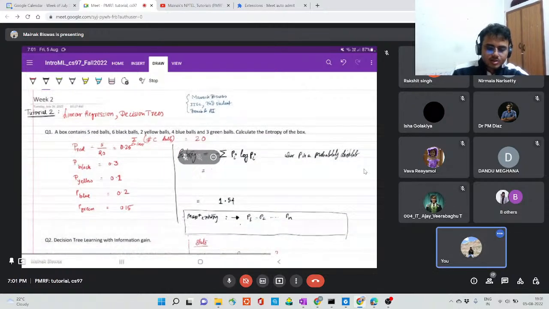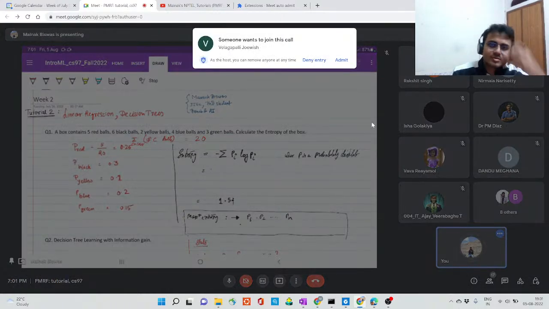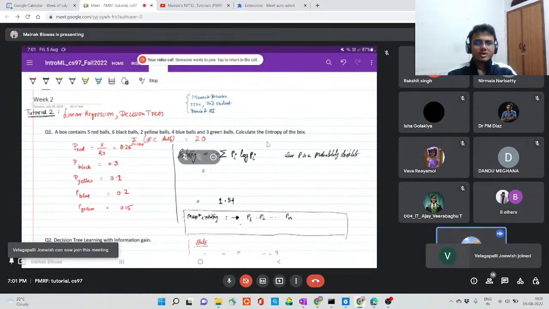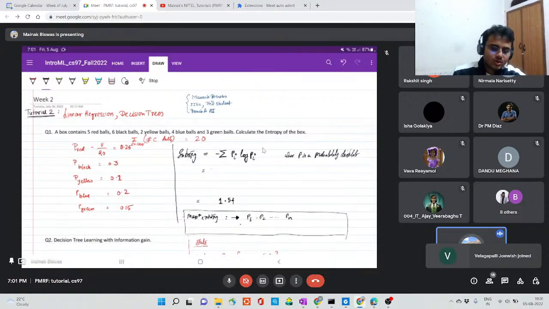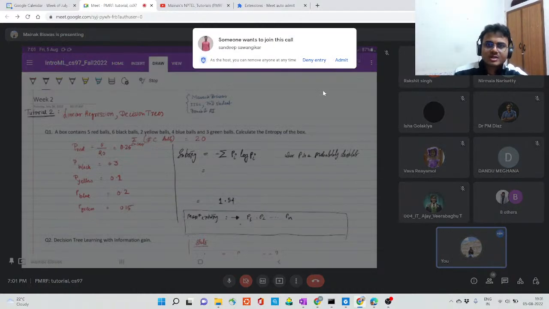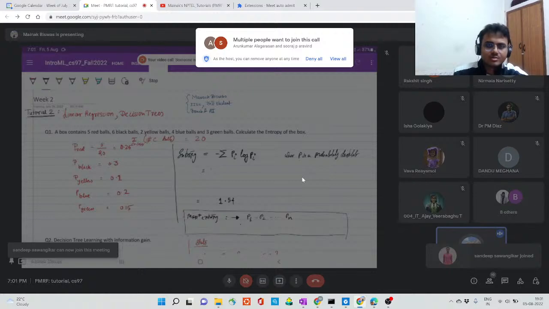So today we'll be going through week 2 of this course. We'll be going through linear regression and decision trees in detail today. We'll do problems on these two topics that have been covered in this week, and we'll also do some programming. I hope that you all have gone through the videos of this week, because those are the topics we'll be covering now.